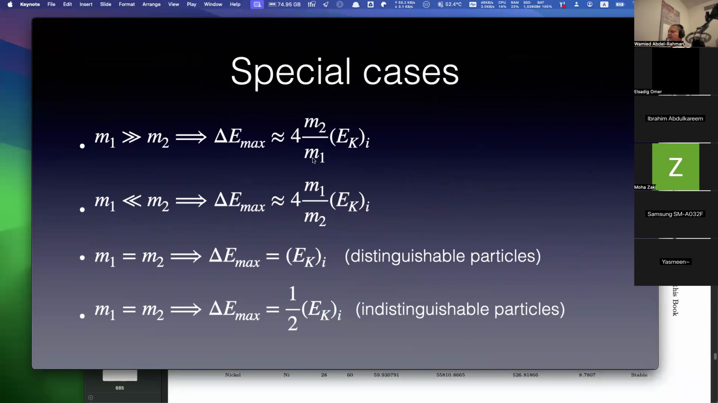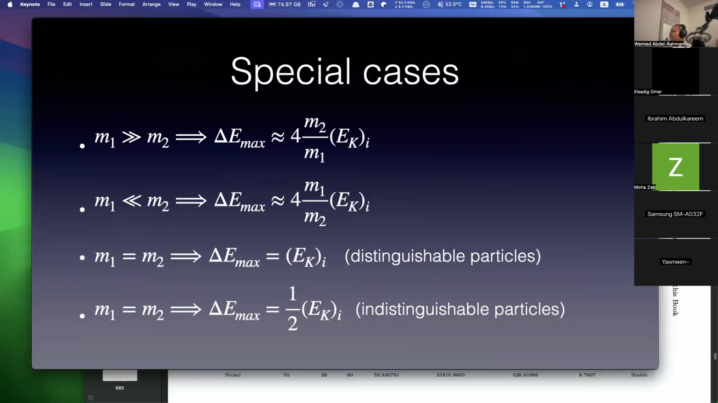So let's look at an example of a proton hitting an electron. M2 is the electron, because the electron now is the target, and the proton is M1. This ratio is 1 over 2,000. So this is 1 over 500, roughly. So in a head-on collision of a proton with an electron, about 1 over 500 of the proton energy is going to be transferred to the electron. A very, very small amount of this energy is in fact going to be transferred to this electron.